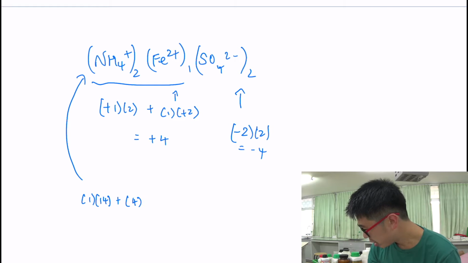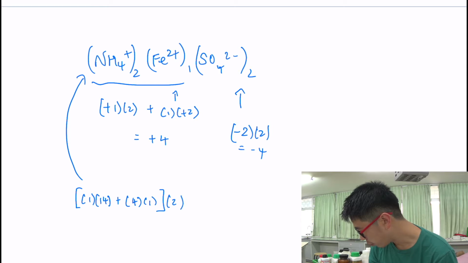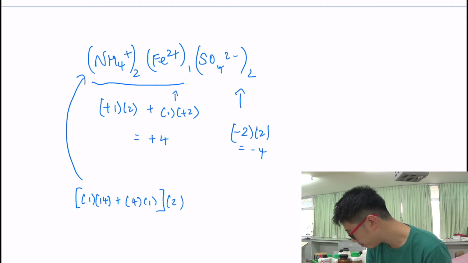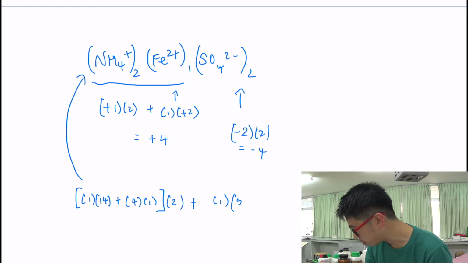So what can we say? There is 1 nitrogen there, so 1 times 14. There are 4 hydrogen, so 4 times 1. And then the whole thing has to be bracketed twice, because I have 2 times NH4+. I have 1 iron 2+, so iron has a relative atomic mass of 56.